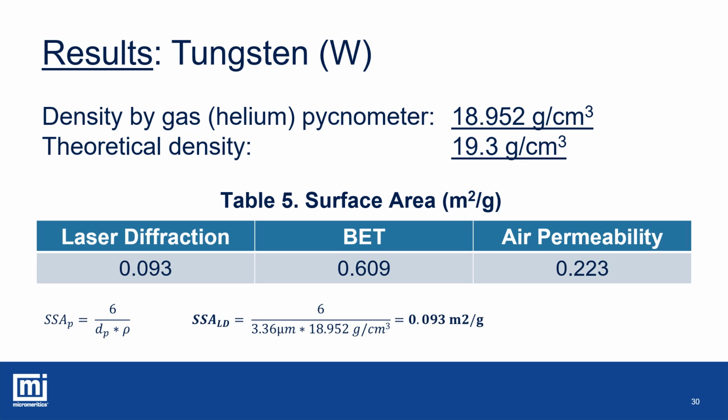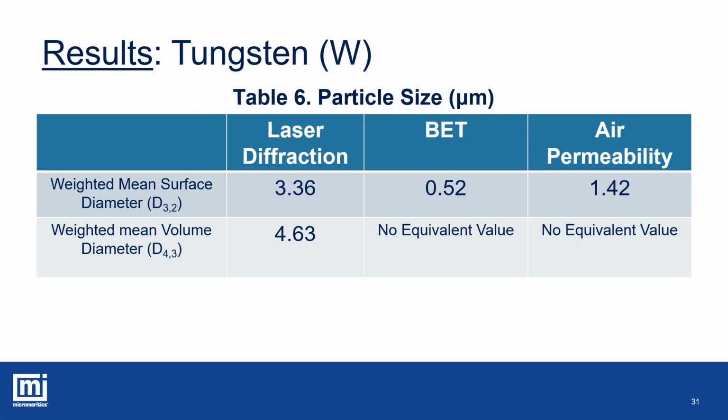Again, we calculated the particle size from these different techniques, comparing the weighted mean surface diameter, D32, for laser diffraction to the BET and air permeability results. The weighted mean volume result could not be used again because there's no equivalent value from BET and air permeability. And the calculation for the BET and air permeability result again uses the same formula that we used earlier.